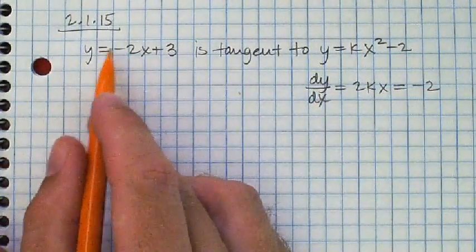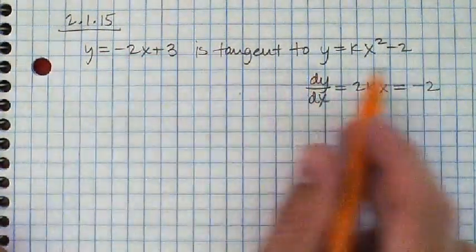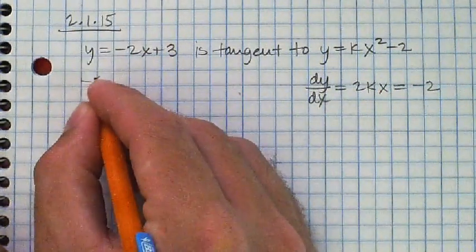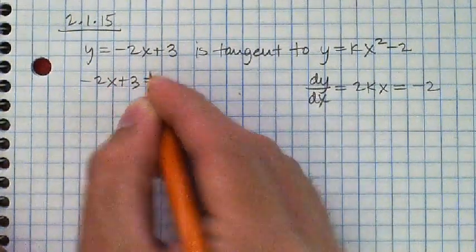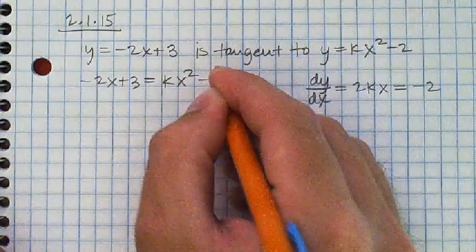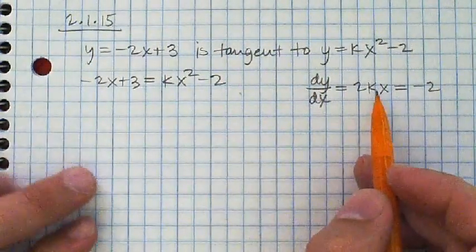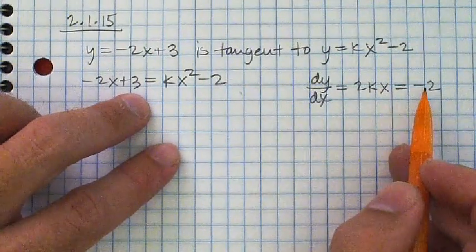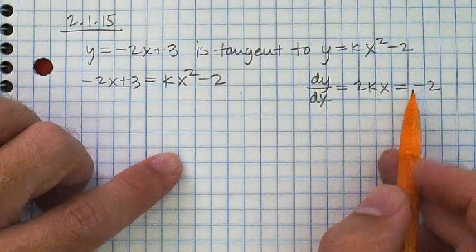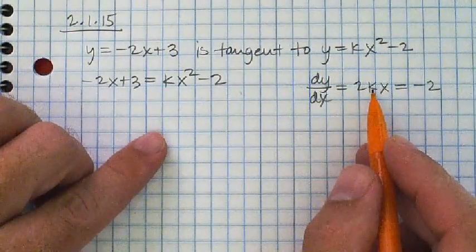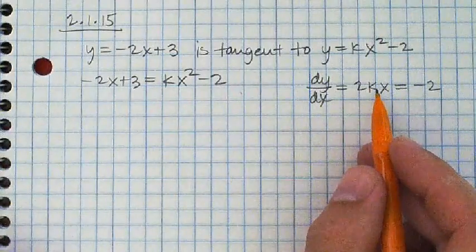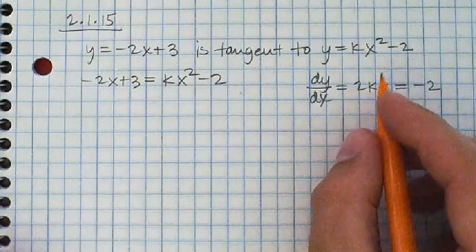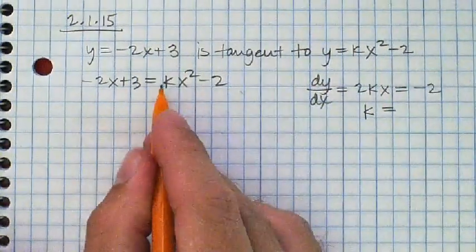I know that dy dx needs to equal dy dx, and I know that y needs to equal y if it's going to actually be tangent. So I'm going to say that negative 2x plus 3 is equal to kx squared minus 2. Now I really have a two-variable, two-equation system here, because I've got y equals y and dy dx equals dy dx. I think the thing to do is going to be solve for k in this one and use substitution. This one's very tricky. So I'm going to start by dividing both sides by 2. Yeah, this seems right.